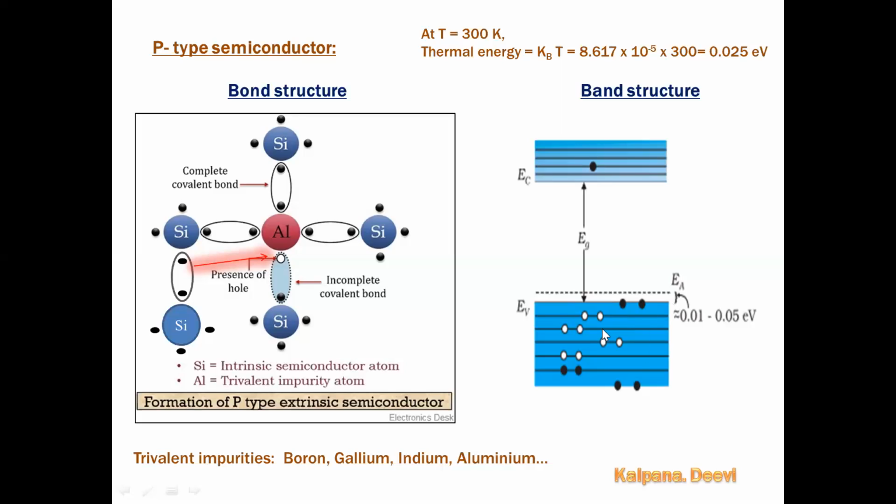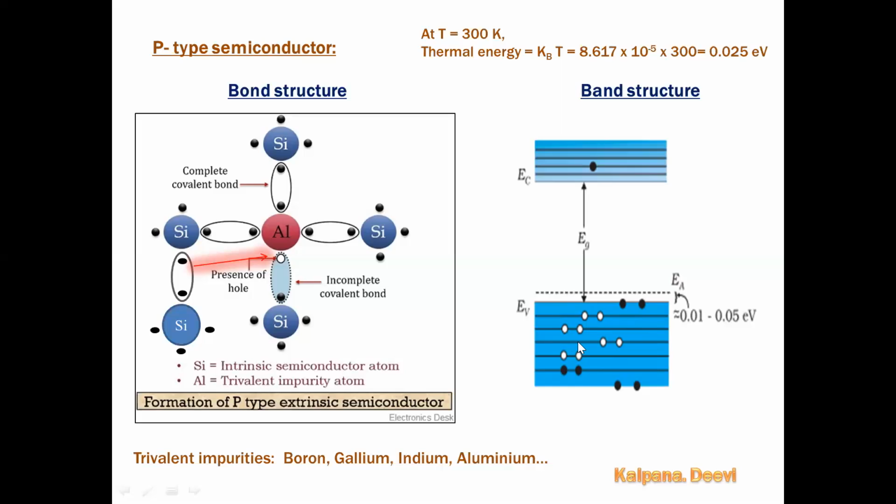So it is easy for these valence electrons to move to this acceptor energy level. If we keep this material at room temperature, the thermal energy is equal to 0.025 electron volts. The gap between the acceptor energy level and EV is so small that at room temperature, these valence electrons can easily move to the acceptor energy level, and these acceptors can be ionized. When these electrons move from the valence band to the acceptor energy level, we have empty sites in the valence band, which are known as holes.